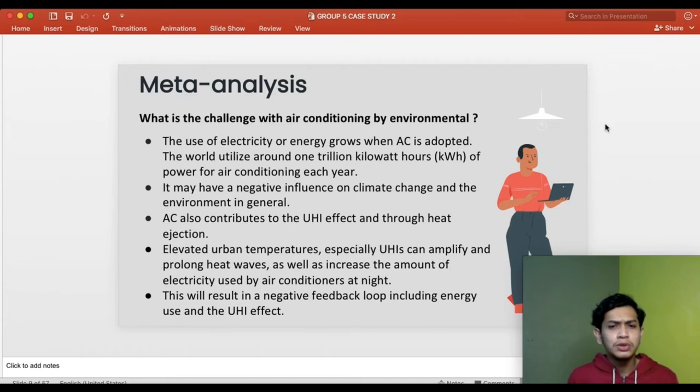Aircon also contributes to the UHI effect through heat injection. The meaning of UHI is urban heat island. It will elevate urban temperature. UHI can amplify and prolong heat waves, as well as increase the amount of electricity used by air conditioners at night. So this will result in a negative feedback loop, including energy use and the effect of UHI.